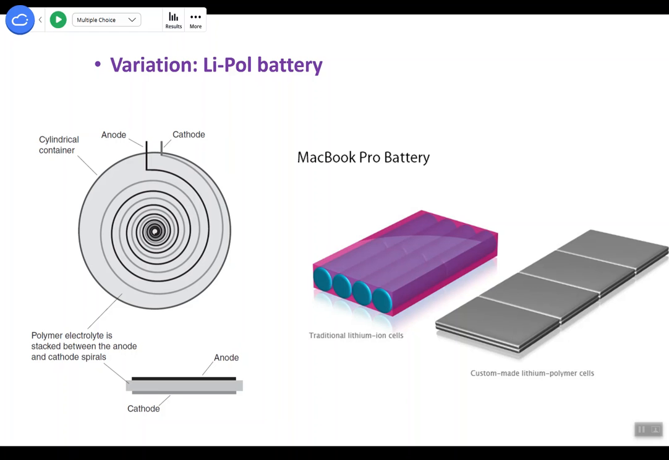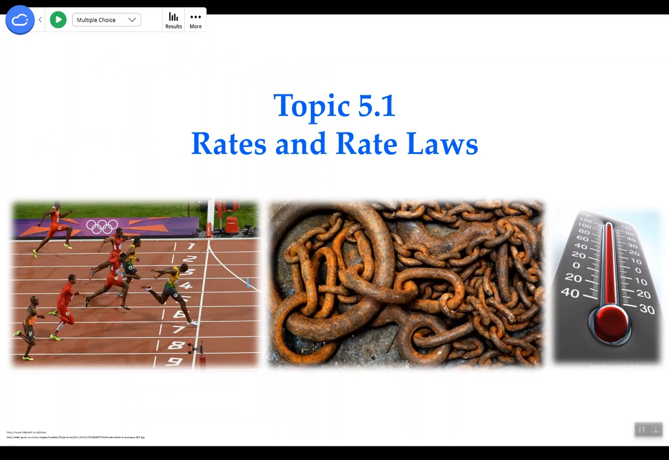Okay, so that wraps up our conversation on electrochemistry. We started with oxidation numbers and balancing, but now we can see how this matters for batteries, how this matters for a whole bunch of important industrial reactions. Which brings us to our next chapter.